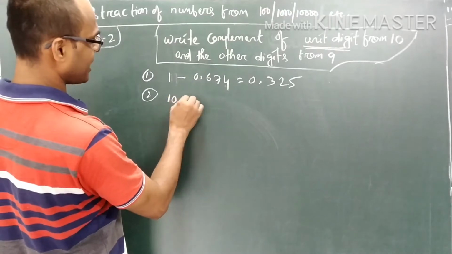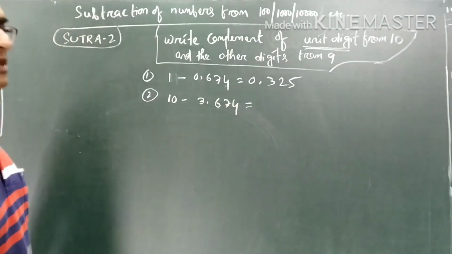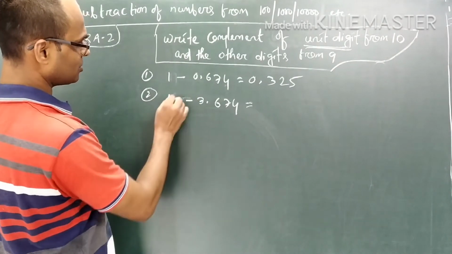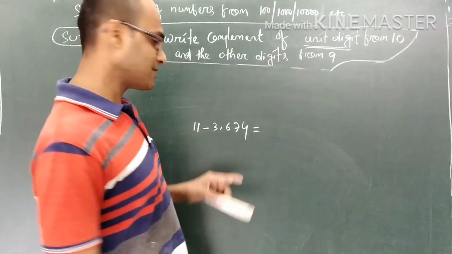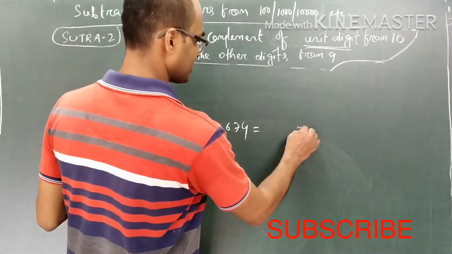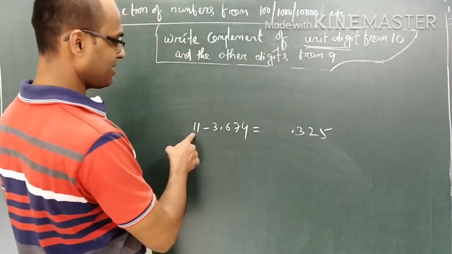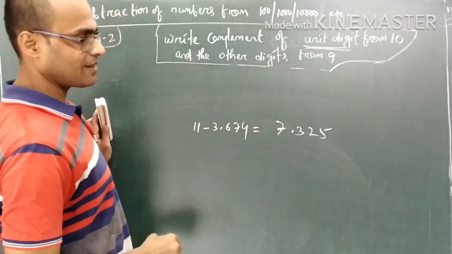Now suppose 10 minus 3.674. Suppose this is the question. Or you can say, suppose we are taking only zeros, let us take 11. Nothing to worry. 11 minus 3.674. So 9 minus 6 is 3, 9 minus 7 is 2, 9 minus 4 is 5. Here is 11. You have already taken 1, which means 10. 10 minus 3 is 7. So this is the answer.